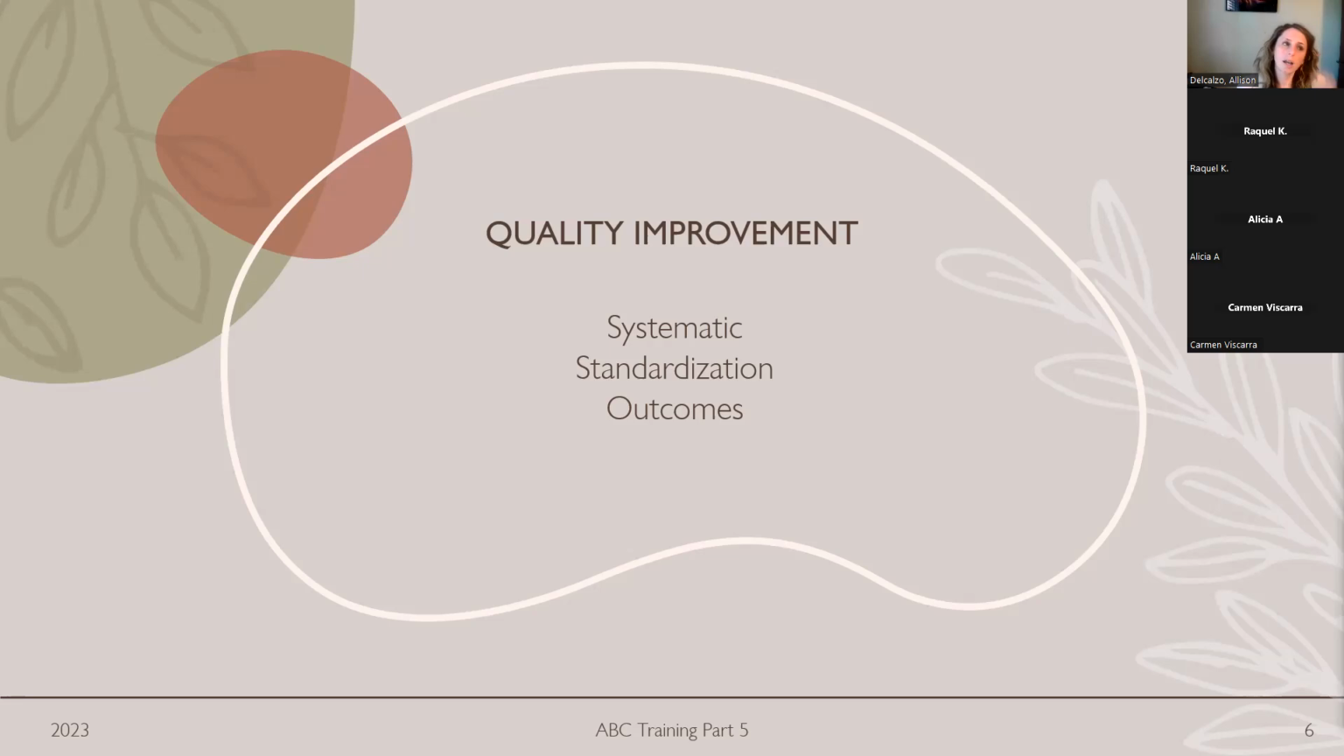Especially with social work, a lot of times the focus can really be on services. What services are we providing? And what quality improvement seeks to do is really look at outcomes. What are we trying to accomplish? And how are people's lives improving? So when I think about quality improvement, these are the things that I think about.